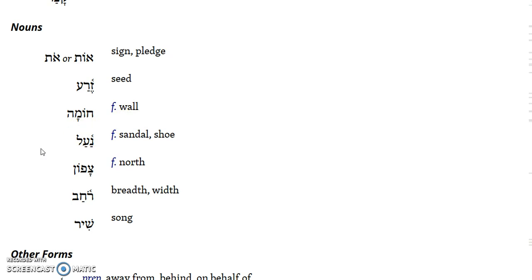That helps. Use it. If not, come up with your own mnemonic. And then you have na'al, sandal or shoe. You have zaphon. Zaphon is actually a place up in Syria, Mount Zaphon, but it's also used as a word for the north, zaphon. That's the more common usage. And then rohav is breadth or width. And then shir is song.